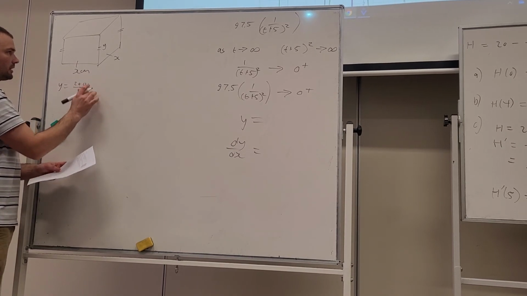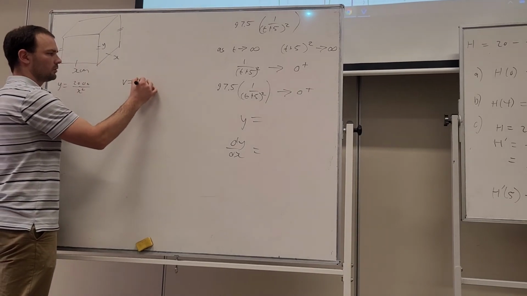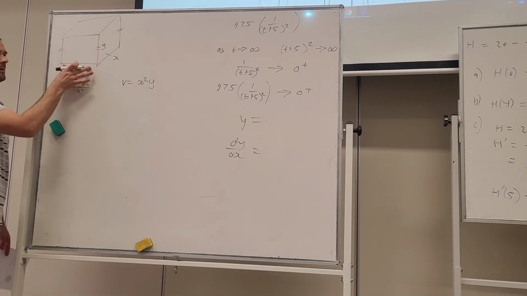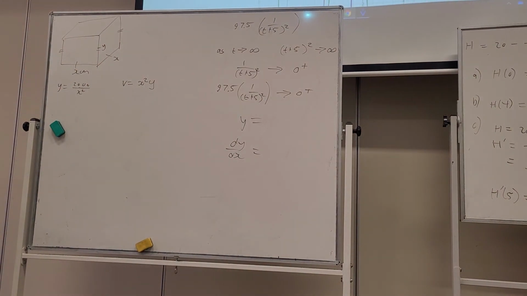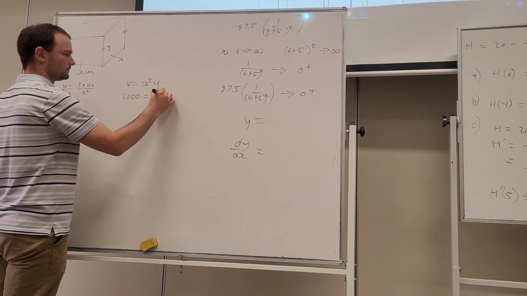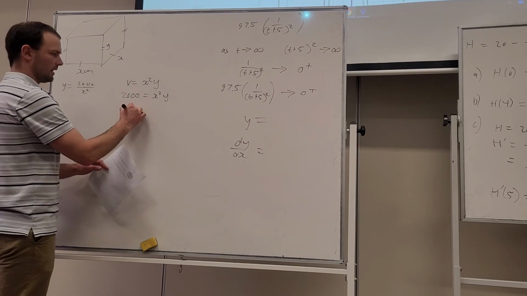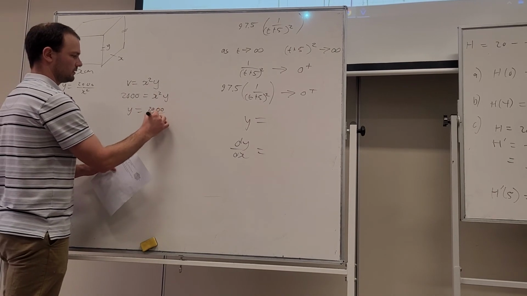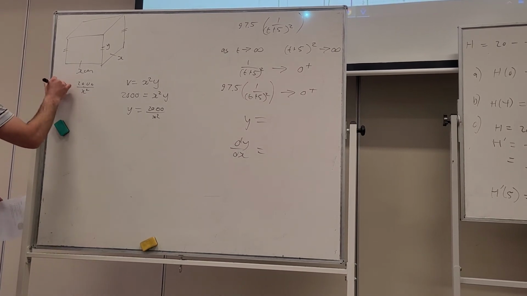Okay, so the volume of this box is going to equal x squared times y. It's the base times the height. Now the volume is 2 litres or 2000 centimetres cubed. Okay, that's the initial statement. And then divide both sides by x squared. We've got y is 2000 on x squared. Okay, so that's part A.